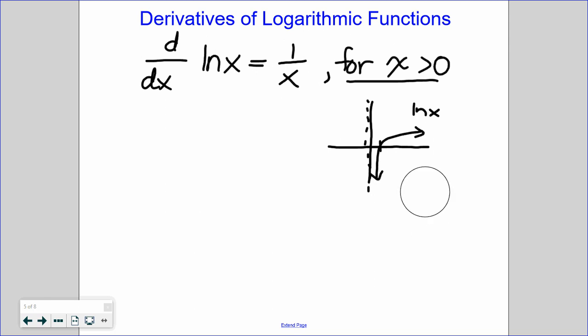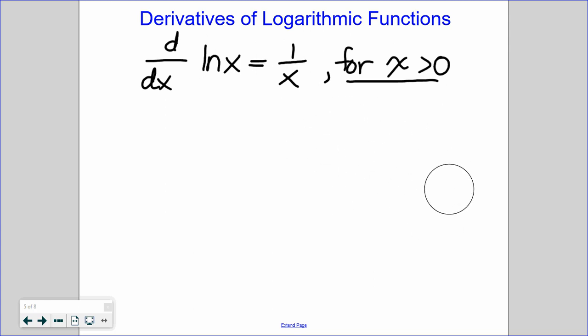So that's why we have to just stipulate that, because of the domain for the function natural log of x. Okay, but anyway, the new rule you have to remember is that the derivative of natural log of x equals 1 over x. Now again, let me show you where that comes from.